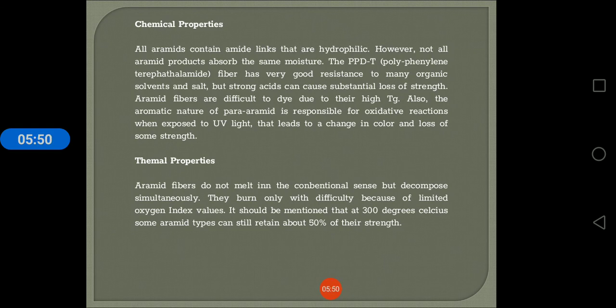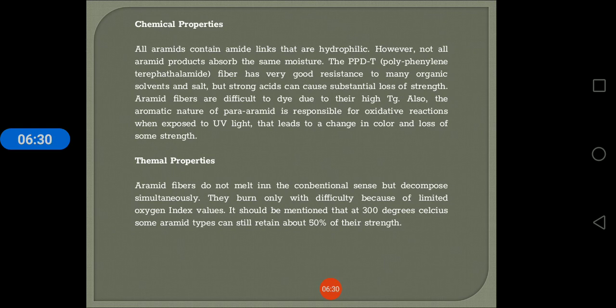Chemical properties. All aramids contain amide links that are hydrophilic. However, not all aramid products absorb the same moisture. Fibers have very good resistance to many organic solvents and salts, but strong acids can cause substantial loss of strength. Aramid fibers are difficult to dye due to their high crystallinity. Also, the aromatic nature of para-aramid is responsible for oxidative reactions when exposed to UV light that lead to change in color and loss of strength.